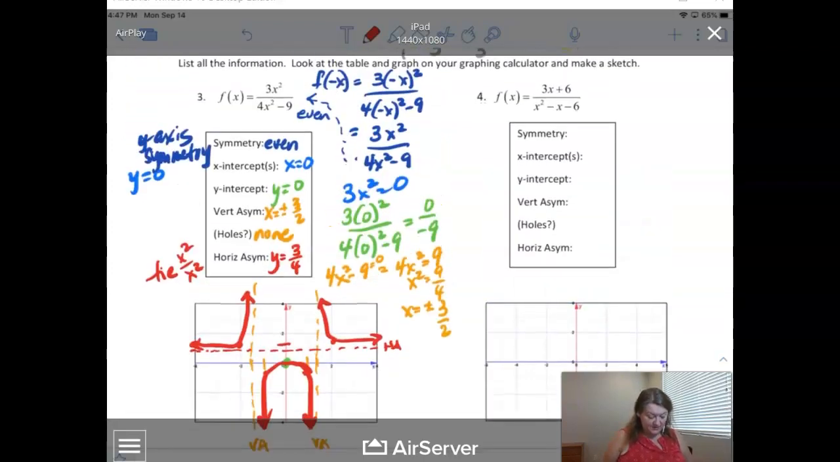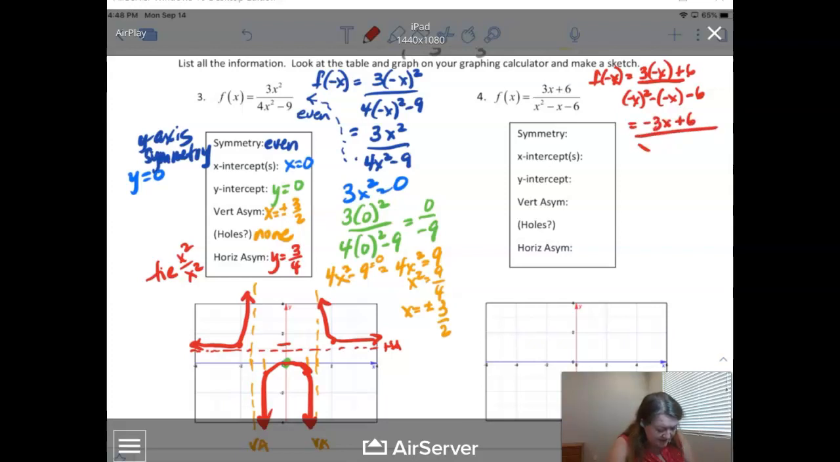This is our last and final one. So on this one, we're going to start again and check for symmetry. So we're going to plug in a negative x. And when I do that, I'll get a 3 times a negative x plus 6 over a negative x quantity squared minus a negative x minus 6. Okay, if I simplify that, on top I'm going to get negative 3x plus 6. And on the bottom, I'm still going to get an x squared, but now it's going to be plus x, and it's going to be minus 6. Notice the minus 6 didn't change because there's no x to help it change with the negative x in it.